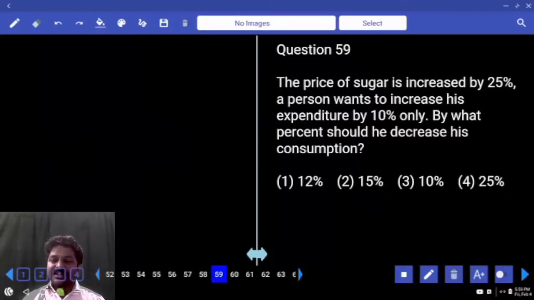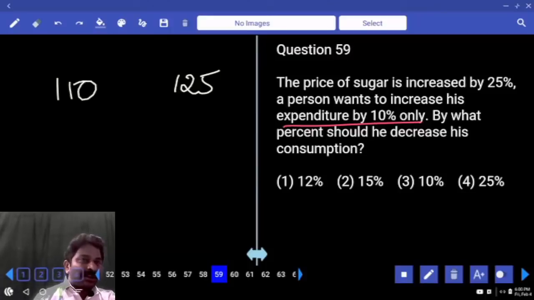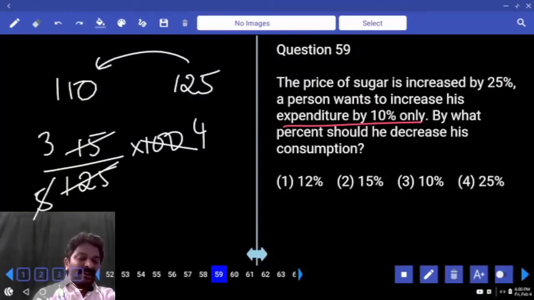The price of sugar is increased by 25%. Then expenses also increase by 25% and become 125. And a person wants to increase the expenditure by only 10%. He has only 100%. He can increase it by 10%. That means he can spend 110. But the value becomes 125. So he must decrease the quantity from 125 to 110. That means he must decrease the value by 15 from 125, percentage into 100. 25, 4 times 25, 5 times 5, 3 times. 3 into 4, 12%. So 12% decrease should happen.